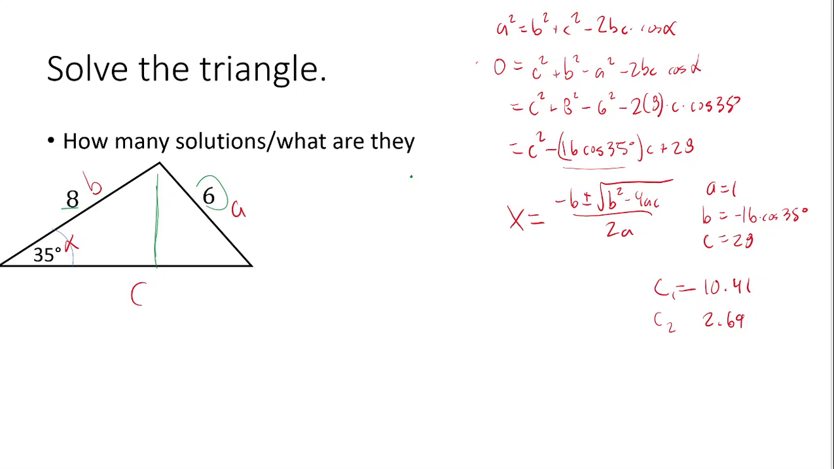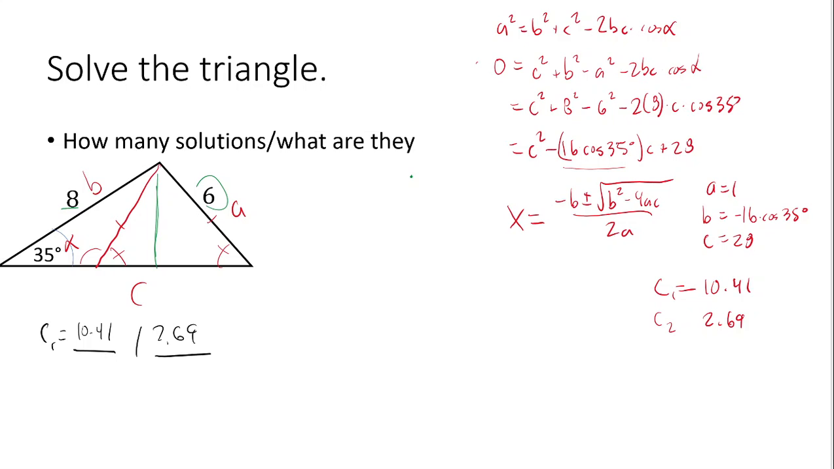So let's write down what we've got. Side length C could be two different things. It could be 10.41 or it could be 2.69. In this triangle, as drawn, it would be 10.41. The other possibility though is like this triangle, right? These are the same, and we have this other angle here.